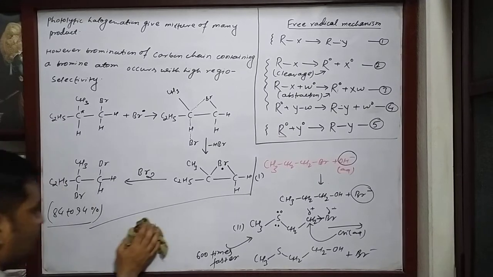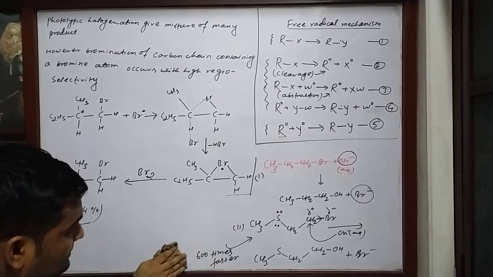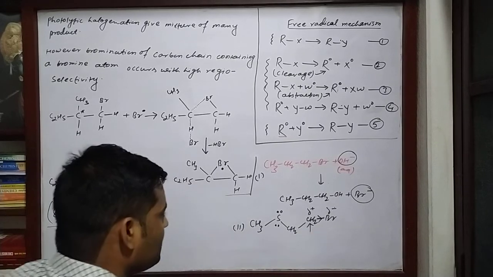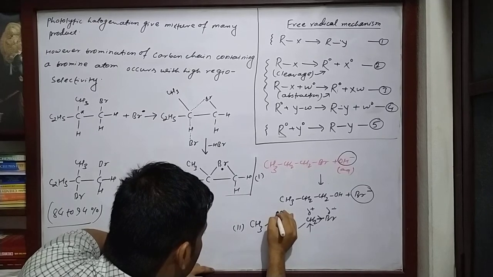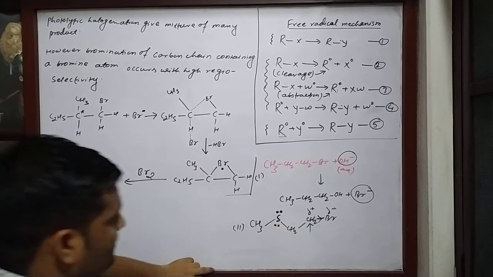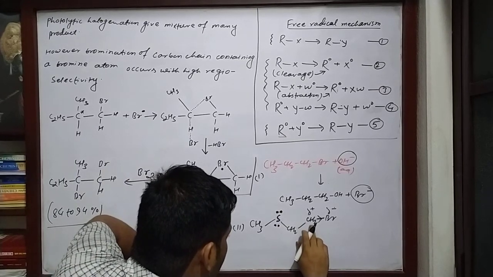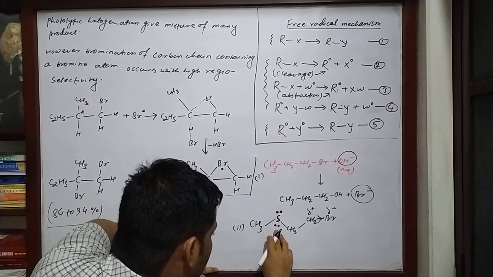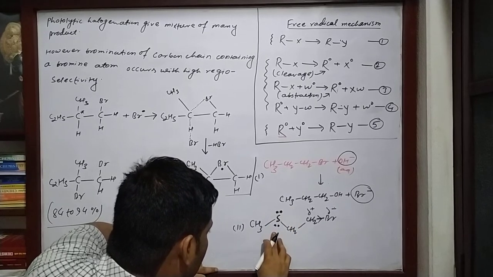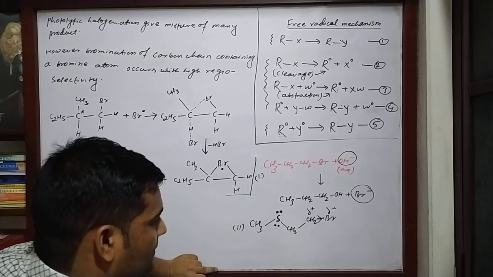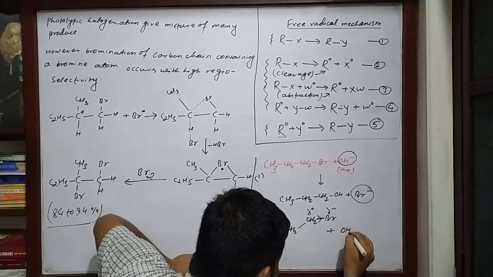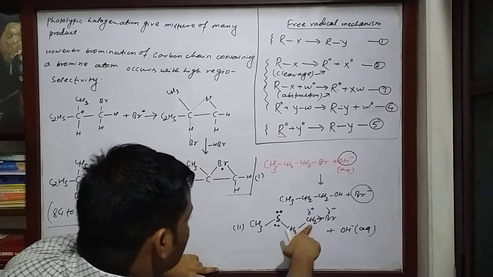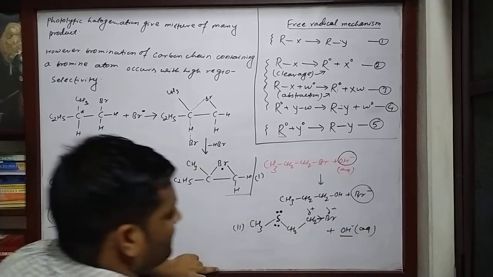Now what is neighboring group participation? In the second substrate, the sulfur contains two lone pairs of electrons, and this sulfur having lone pairs acts as a neighboring group. Neighboring group involvement takes place when a lone pair containing group is present at the alpha, beta, gamma, or delta position. When we react this molecule with aqueous OH minus, this carbon is closer to this lone pair than to the incoming nucleophile.